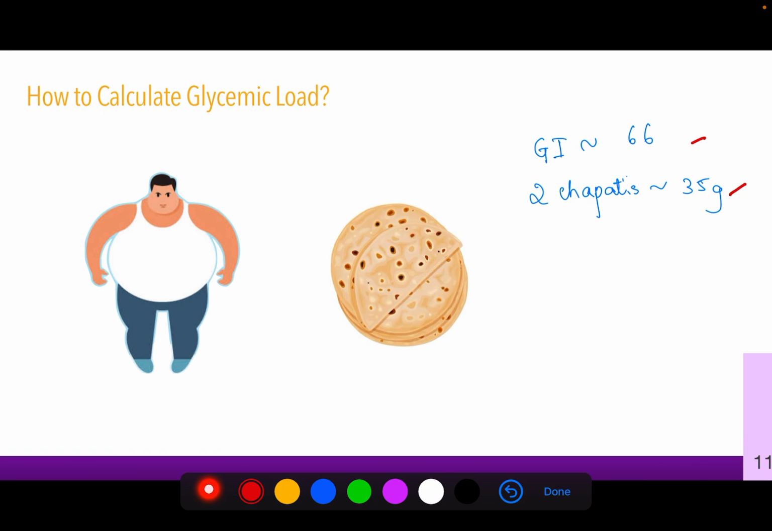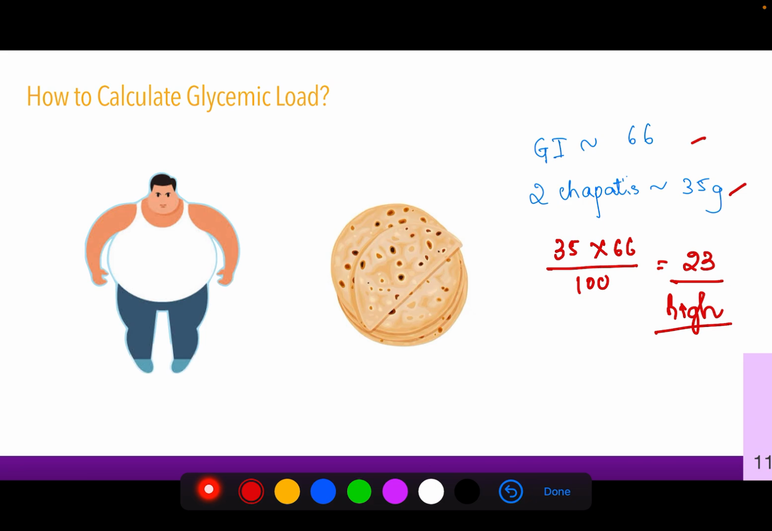Now, what will be the glycemic load for this patient? 35 times 66 divided by 100. It comes to around 23. What is the glycemic load now? Is it low, intermediate, or high? It is high.